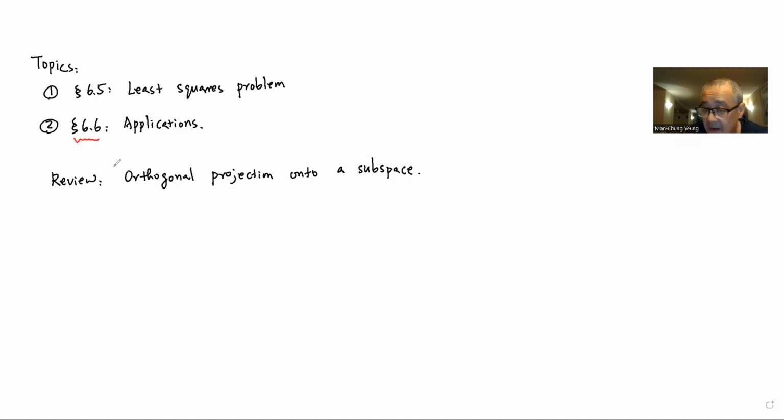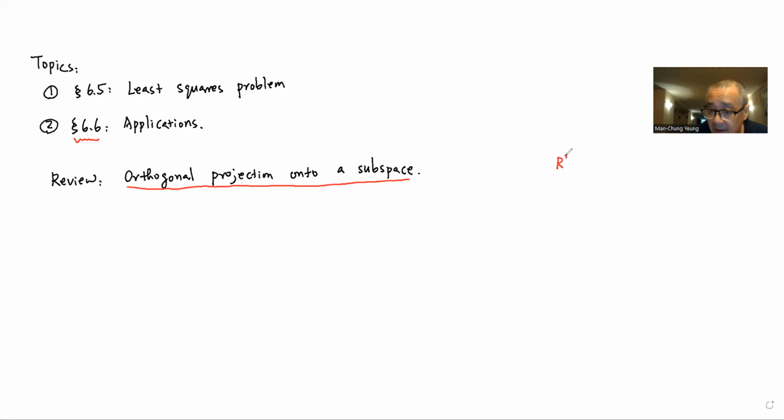Section 6 is the last section that I teach in this semester. Next week, next Tuesday will be a review section for the final exam. Okay, and next Thursday, no class. Take a review about orthogonal projection onto a subspace, because we need orthogonal projection onto a subspace to solve least squares problem. Take a review. Okay.